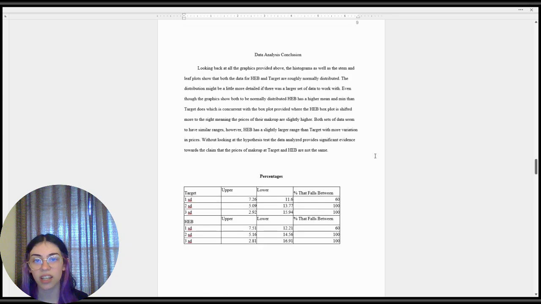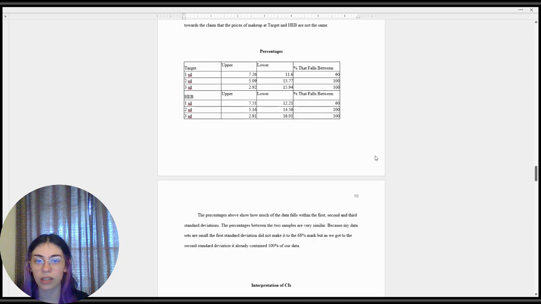So then the data analysis conclusion of this portion is that we can clearly see that the prices of Target and H-E-B are both normally distributed. However, the box plot does show us that H-E-B does have higher prices than Target.